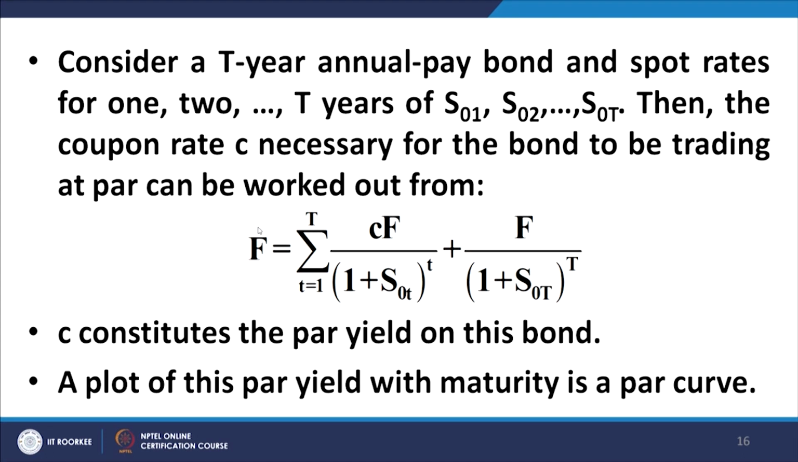As you can see here, in this expression the only unknown is C, the coupon rate, which equates the right hand side, that is, the present value of all future cash flows discounted at the relevant spot rates, to its par value. Now, I repeat, because for a bond quoting at par the coupon rate is equal to the YTM, we can also say that it is the YTM of a par bond of the corresponding maturity.